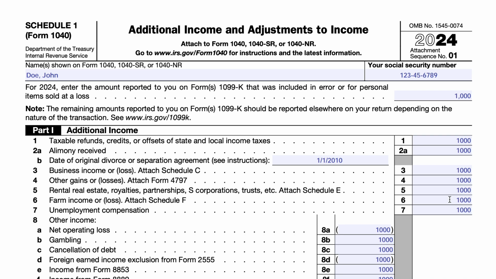In line 8, in 8A, there's a net operating loss. So this is a relatively new development. It used to be reported on Schedule A or B of IRS Form 1045. That is kind of going away.